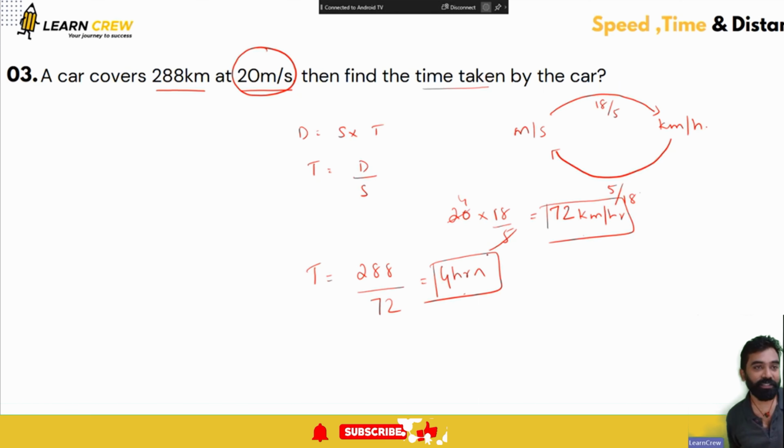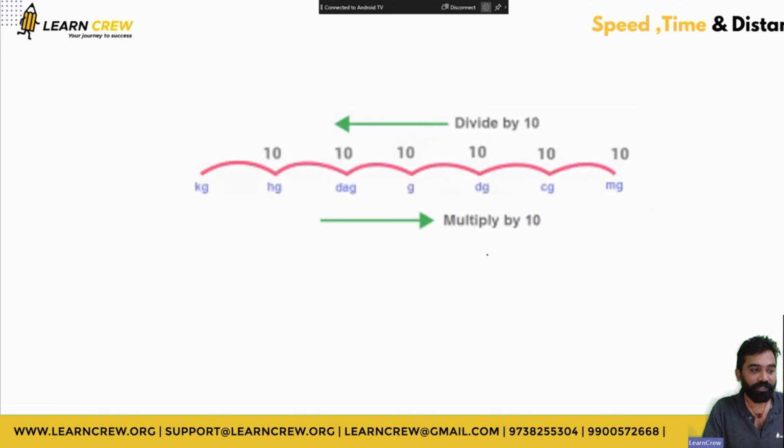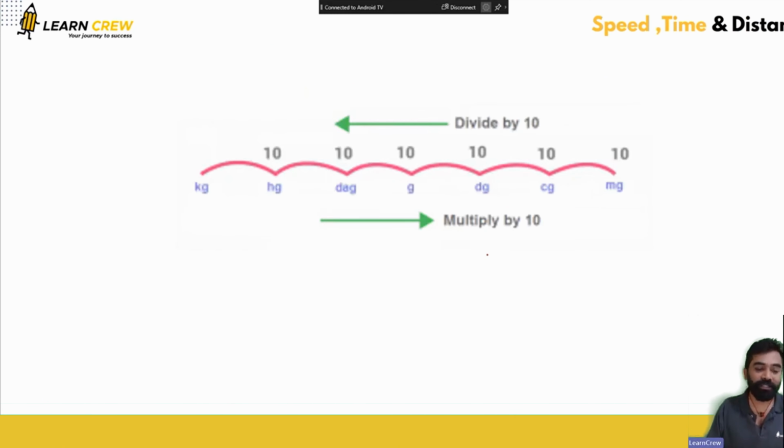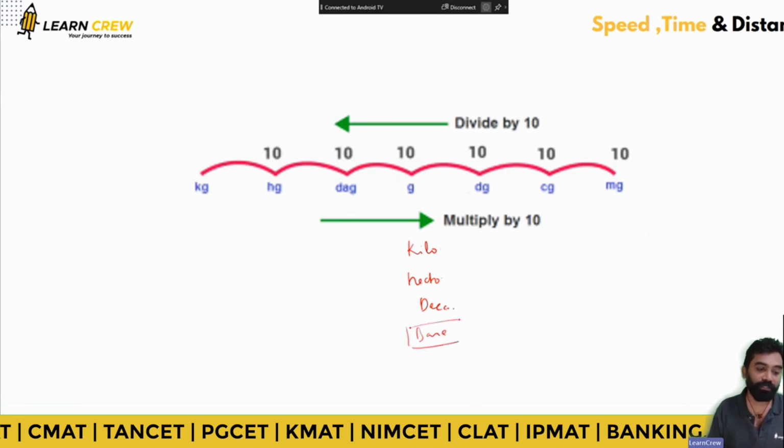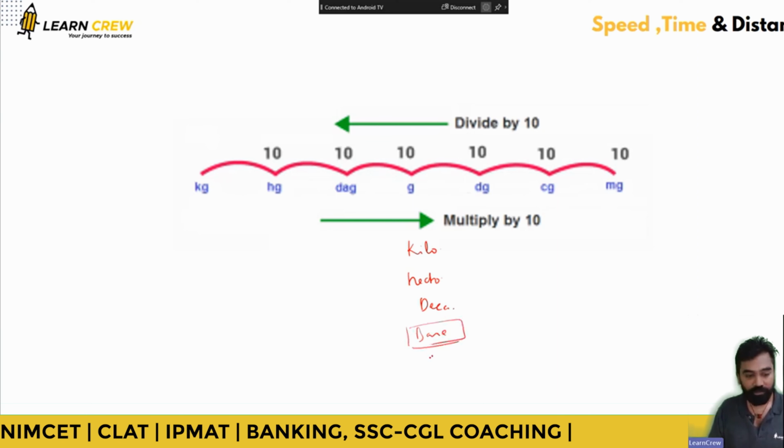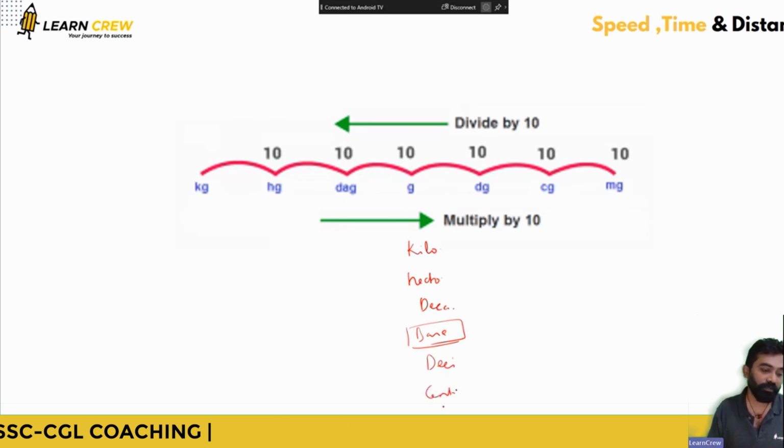Sir, then here it is easy. Now, what if they give me something else? Okay, let us see. Imagine they are giving you something in grams, kg, you can take it this way also. Kilo, hecto, deca, and this is your base value, whatever is given to you, and then deci, centi, milli.